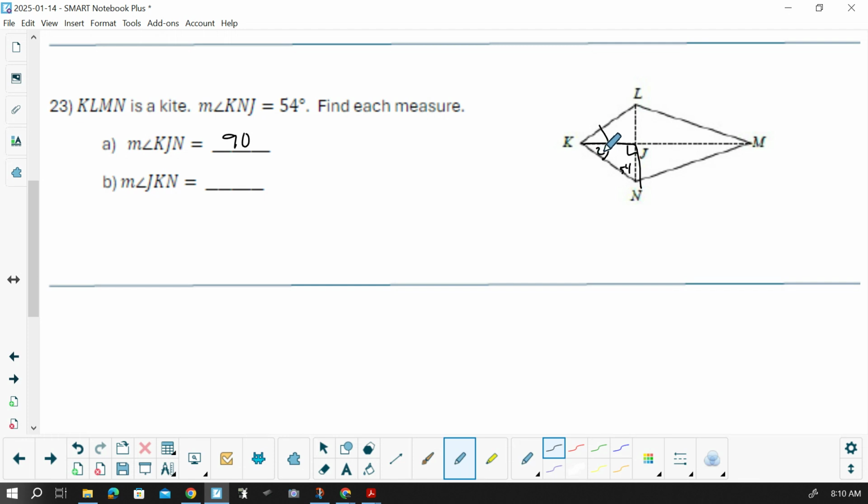So let's find this one right here, right? Let's find that one. Well, these 3 add up to 180. 180 minus that 90 is 90. 90 minus 54 is 36. So this angle right here is 36. Those 2 together then would be 72.